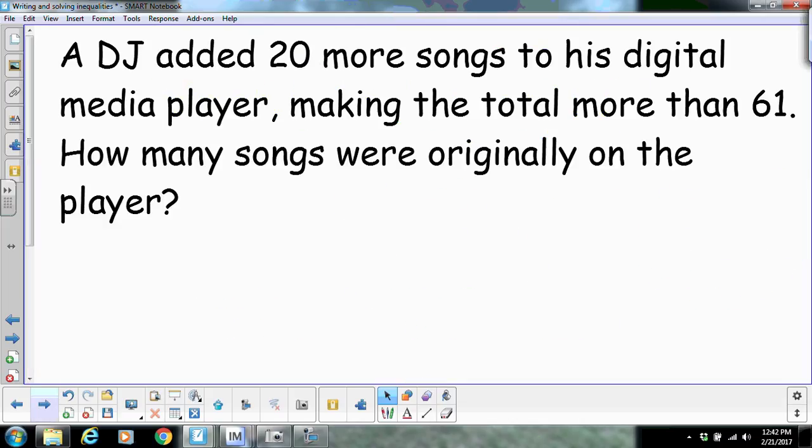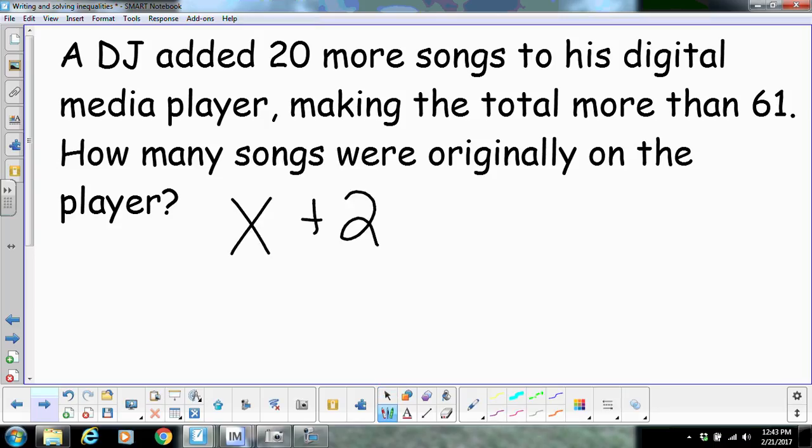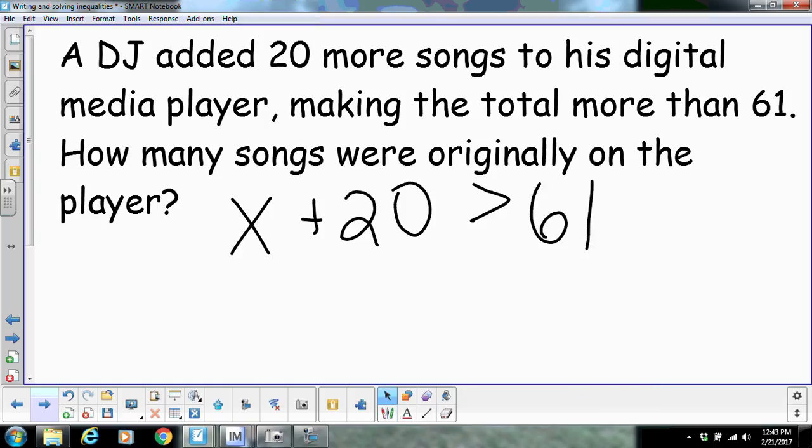All right, a DJ added 20 more songs to his digital media player, making the total more than 61. Okay, do we know how many songs he started out with? No, so what are we going to make that? X. But then he added 20 more, and now that is more than 61. So greater than 61. Okay, pretty easy equation there to solve.